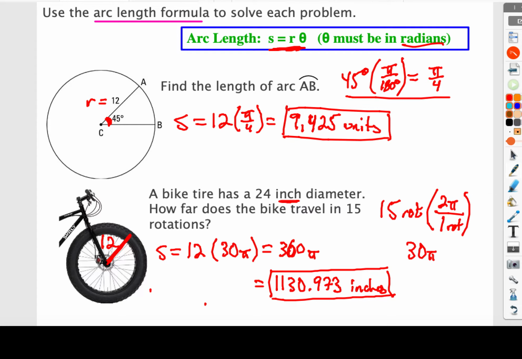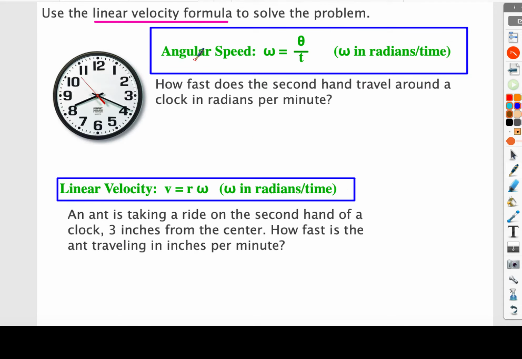A couple of other formulas that we can use directly with angles are angular speed and linear velocity. All right, so talking about speeds or velocities here. The angular speed is essentially the angle you travel through over time. Think of a rate. Think of things like linear velocity as things like miles per hour. Well, angular speed would be things like angle per hour, or angle per minute, or degrees per minute, things like that, radians over time.